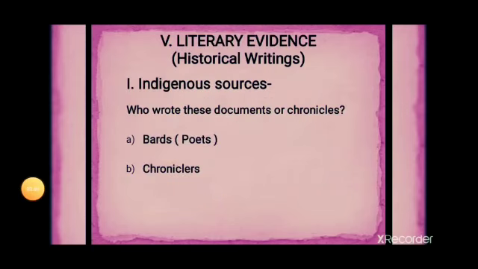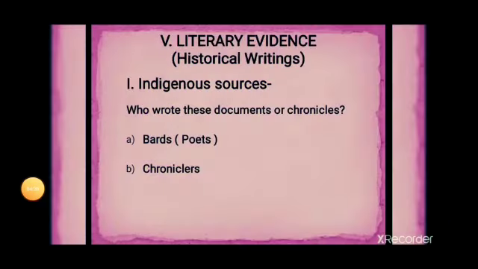So children, regarding indigenous sources, we have seen who wrote these documents or chronicles. And what are chronicles? Chronicles are historical events which were written in a sequence or in perfect order. All these documents or chronicles were written by bards, who were also called poets, and chroniclers. Chroniclers are those who write the chronicles or documents.